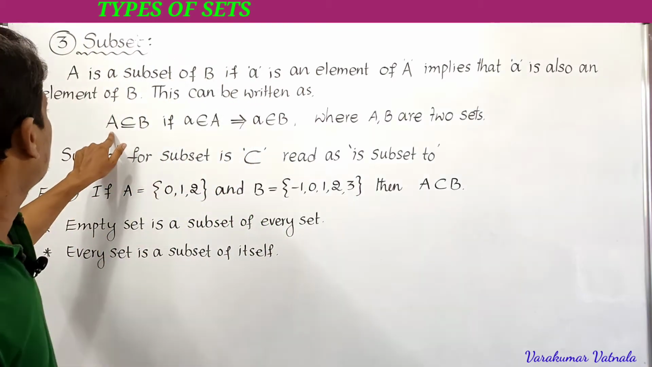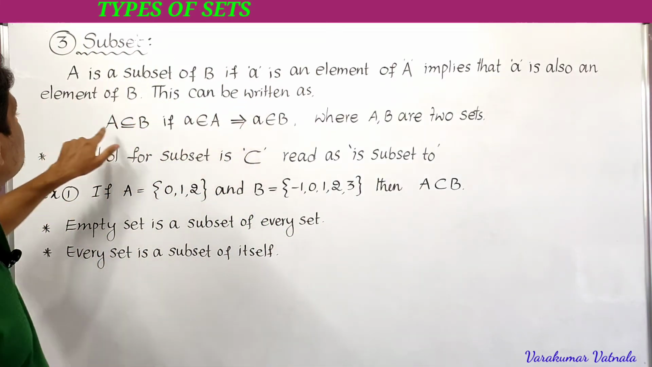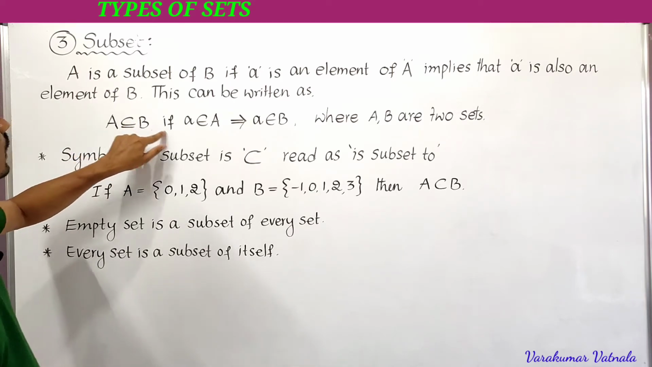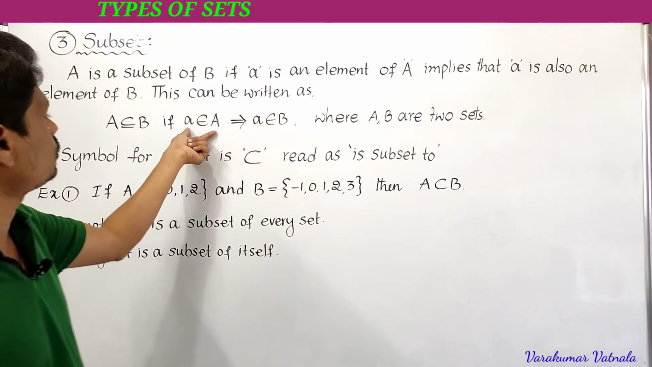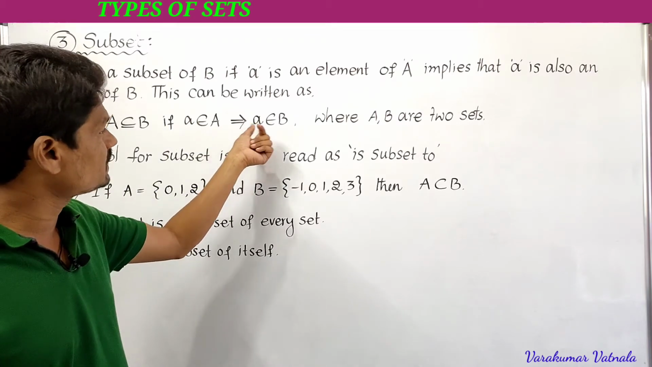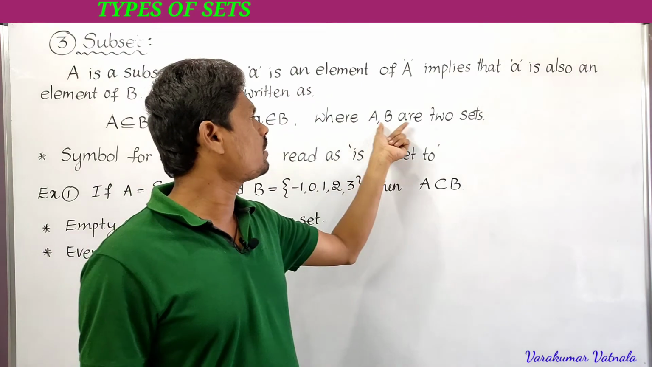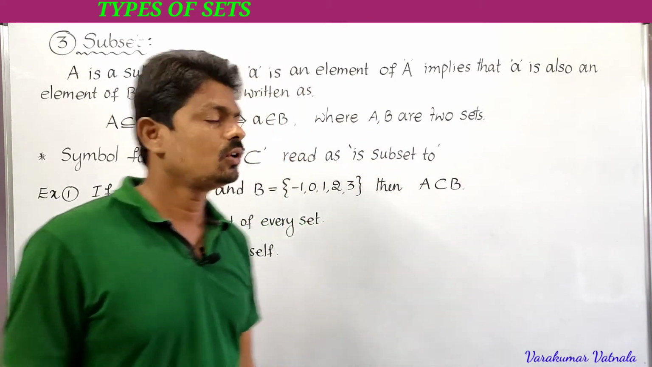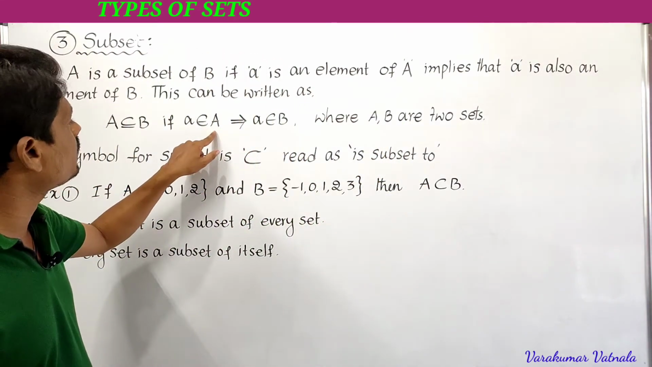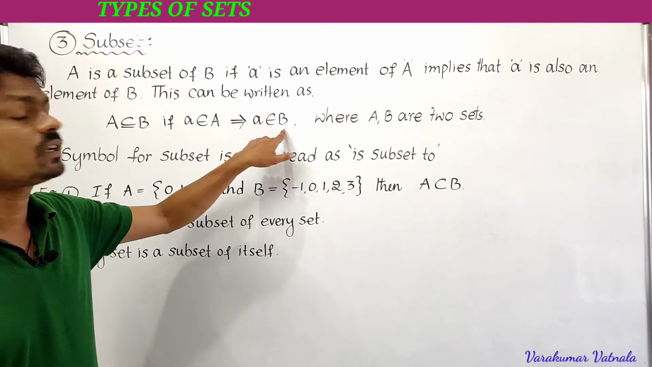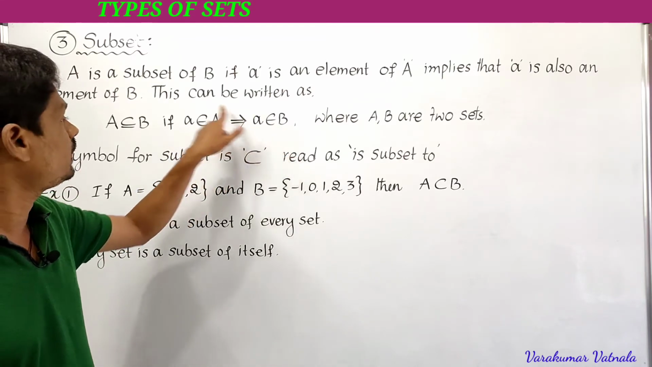This can be written as A is a subset of or equal to B, if small a belongs to capital A implies that small a belongs to capital B, where A, B are two sets. So if a is an element in A, then it must be an element of B. That is the meaning of this.